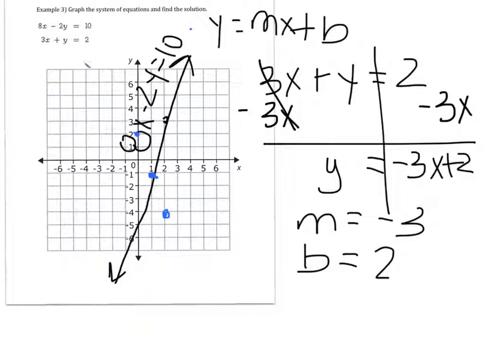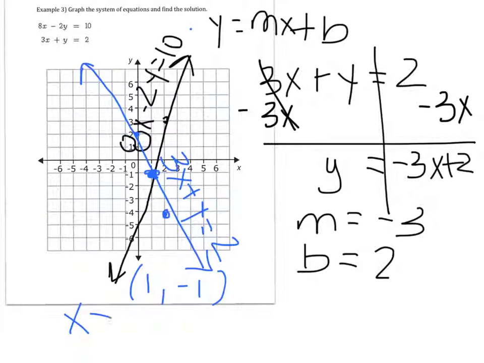Now I'm going to connect my points. And I know I didn't connect my points very well. That's why you're using your ruler. I'm going to label the line with the original equation. And I see that my 2 lines intersect at 1, negative 1. So my x equals 1, my y equals negative 1.